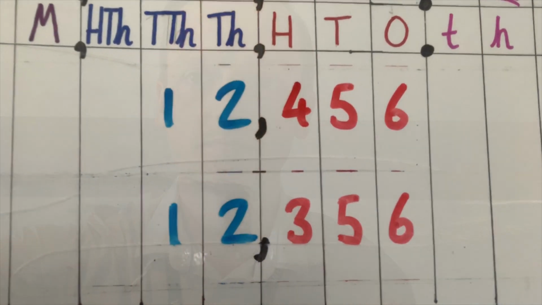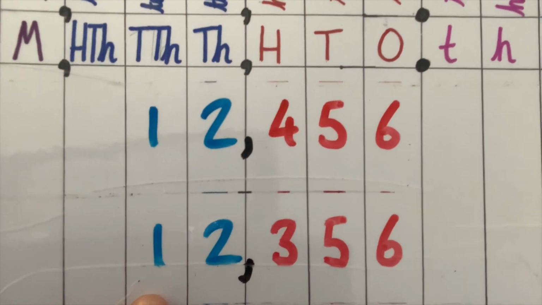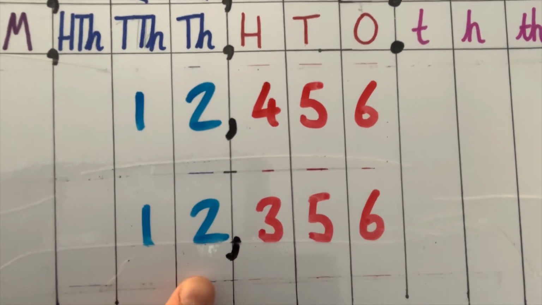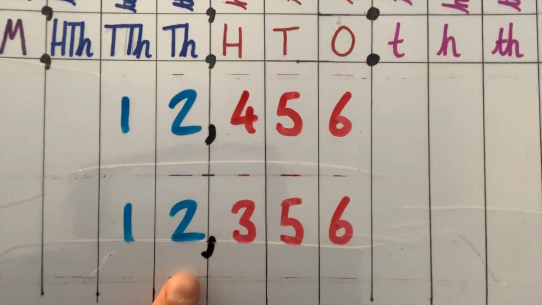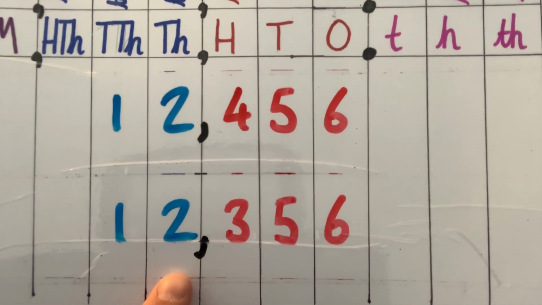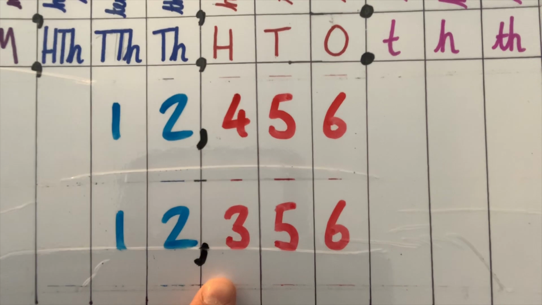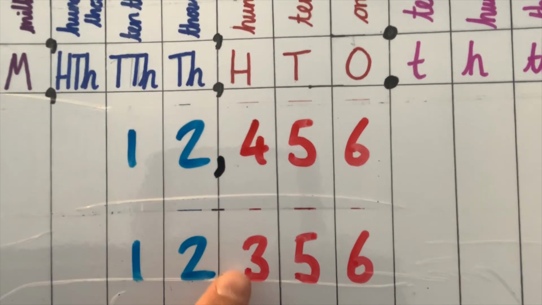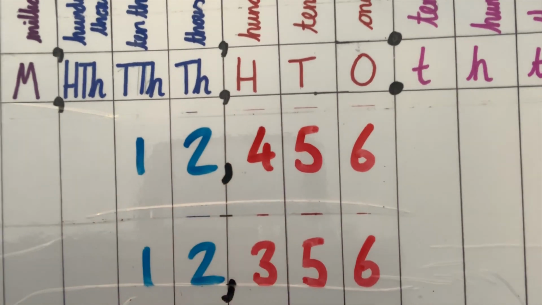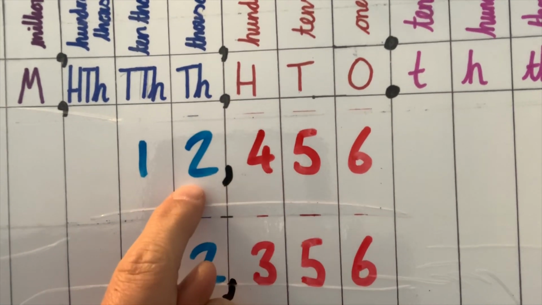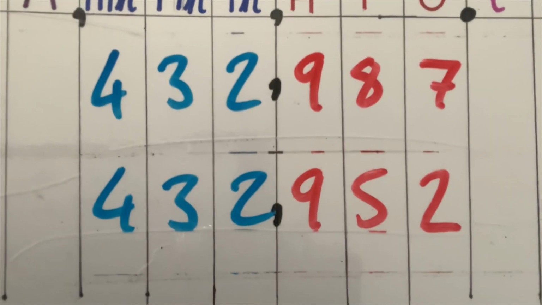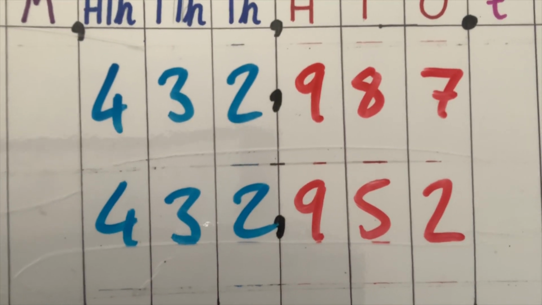Let's see how that works with this problem. If we compare the digit furthest to the left, it's a 1 in both columns. So now we move one place value column to the right. Here, it's a 2 in both columns. So now we move again one place value column to the right, and we can see one column has a 3 in the hundreds and one column has a 4 in the hundreds. The number with the 4 in the hundreds is the largest number, the number with the 3 in the hundreds is the smallest number.